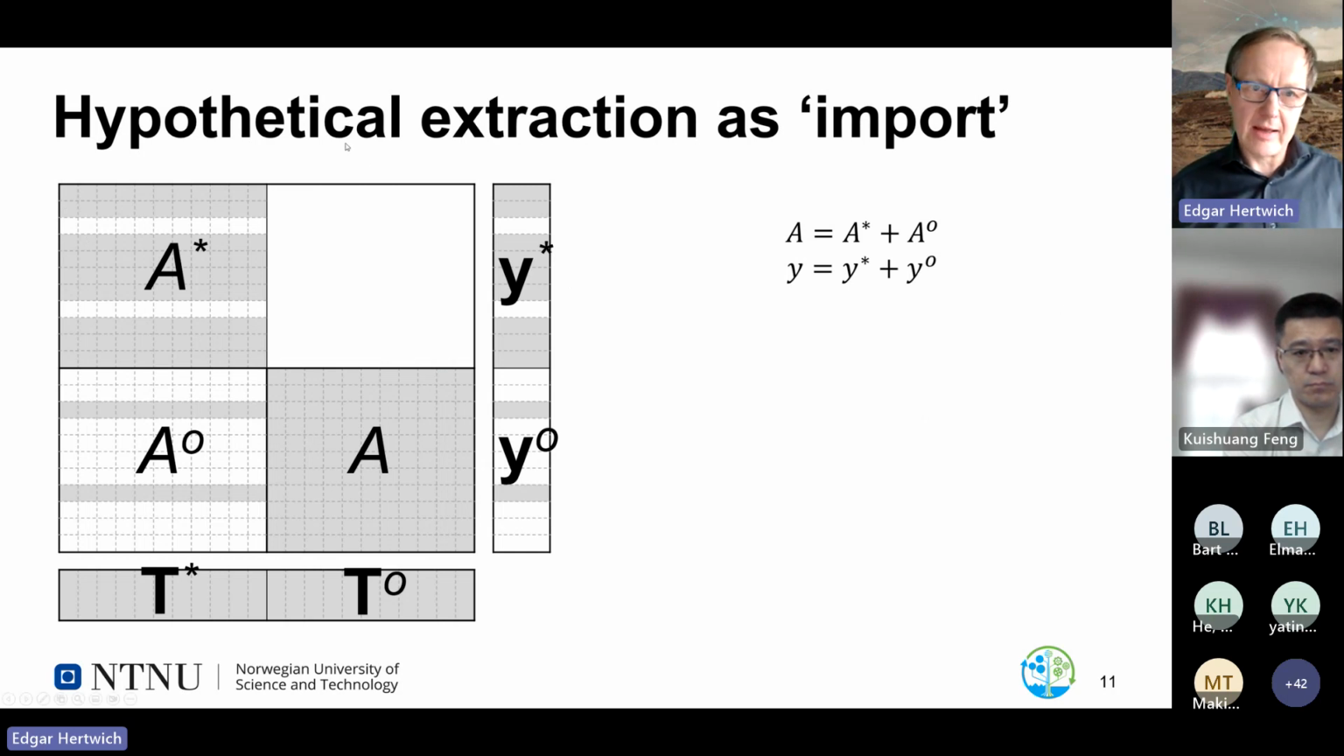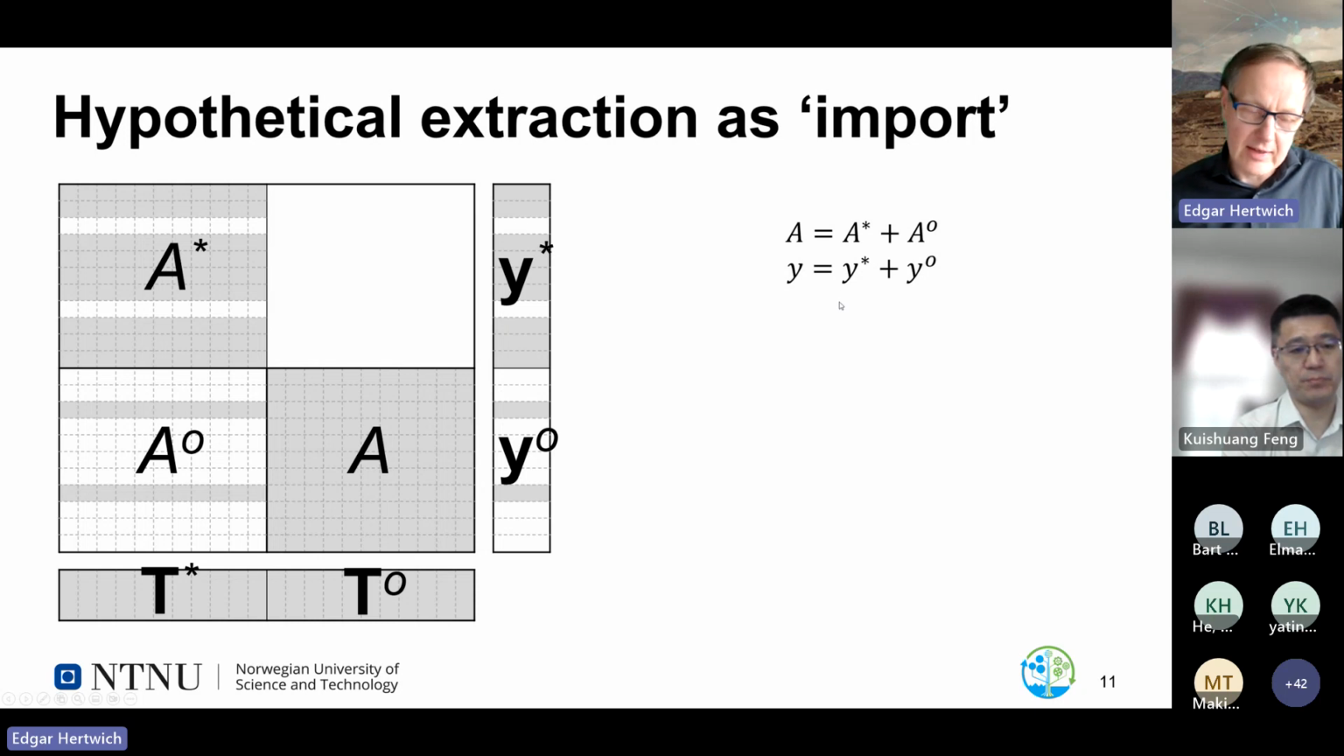And so some people have suggested that we could look at hypothetical extraction, like importing these things that we no longer produce ourselves from a different economy that is identical to ours. And then we have here A naught, indicated as A naught, just the rows that contain the coefficients that we have removed from the table above. So that if you add up those two tables, A star and A naught, you would still get back the old coefficient matrix. And you do the same thing with the y vector.